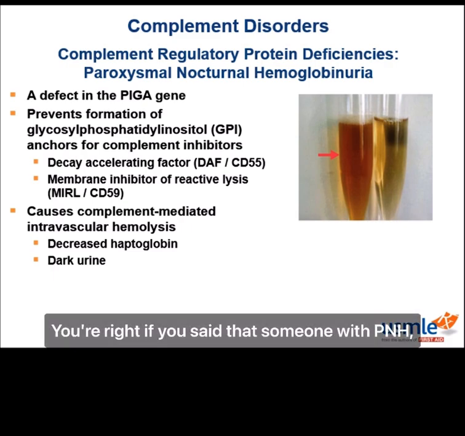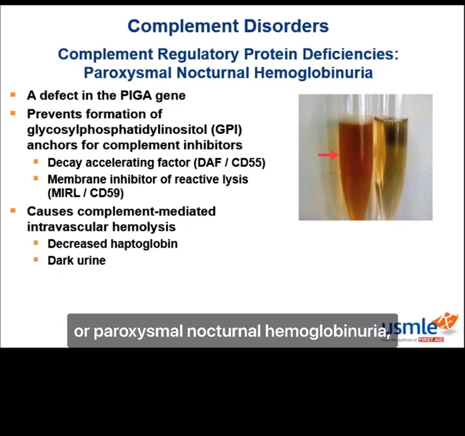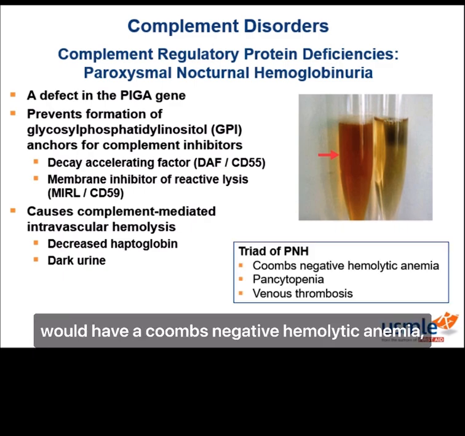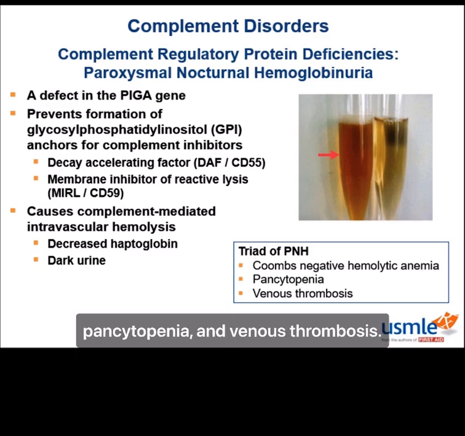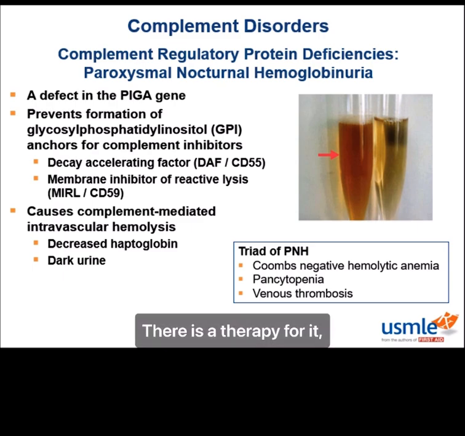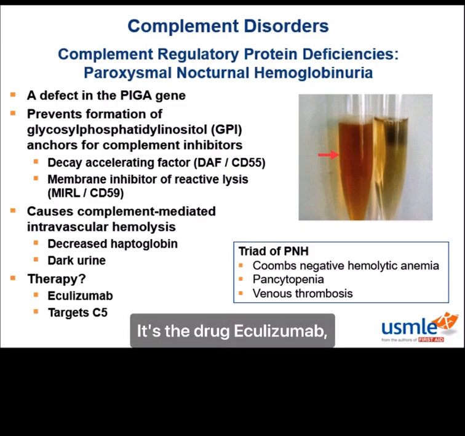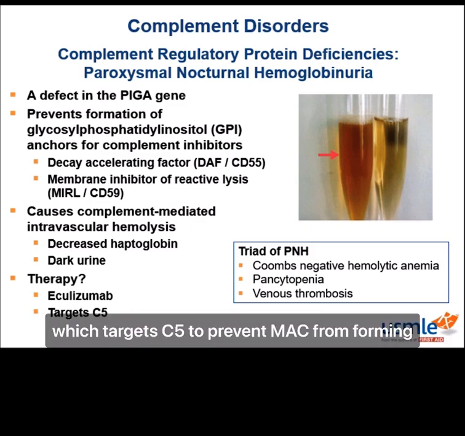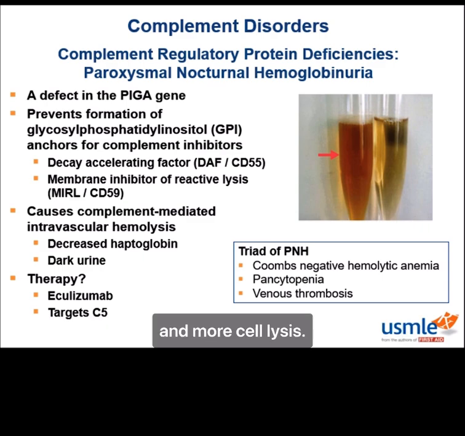You're right if you said that someone with PNH, or paroxysmal nocturnal hemoglobinuria, would have a Coombs negative hemolytic anemia, pancytopenia, and venous thrombosis. There is a therapy for it, and do you know what it is? It's the drug eculizumab, which targets C5 to prevent MAC from forming and more cell lysis.